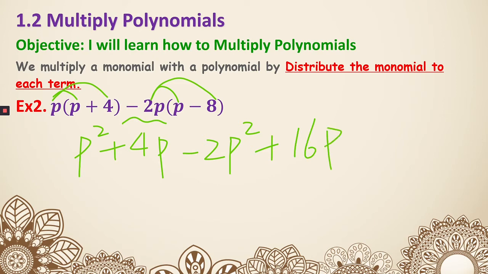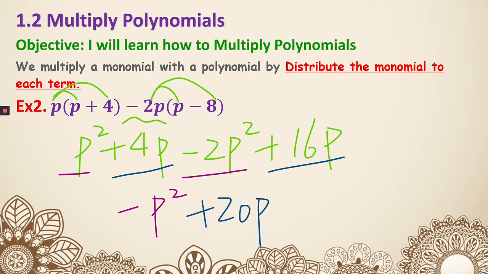Now we combine like terms. We see P squared and -2P squared. That will become -P squared. And then we have plus 4P and plus 16P. That will be plus 20P. It's already in descending order, so we're done.